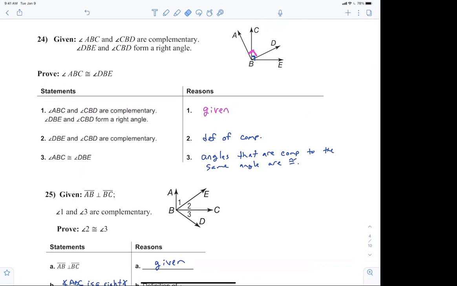I don't know the names of all the theorems. I just write out the explanation. And that way I know I'm correct. I don't have to name the theorem. Do you know what I mean?